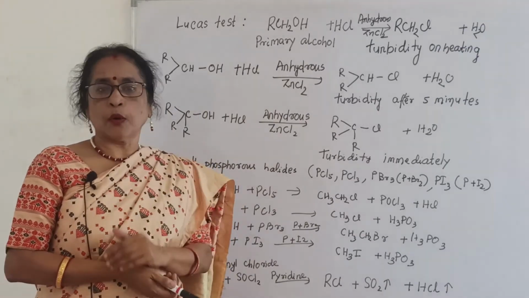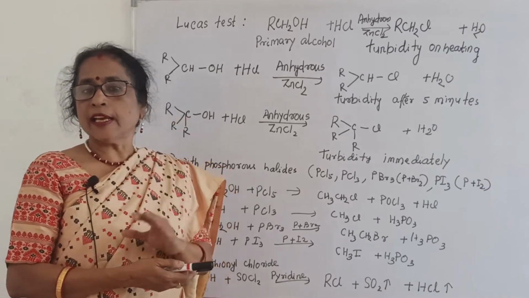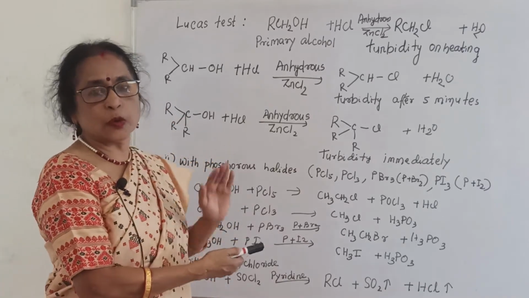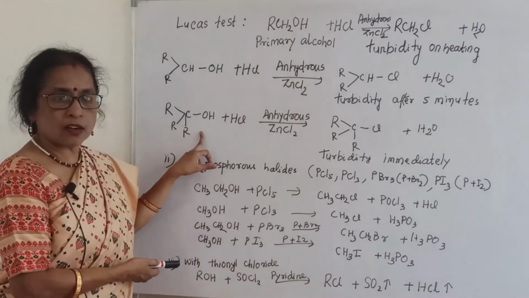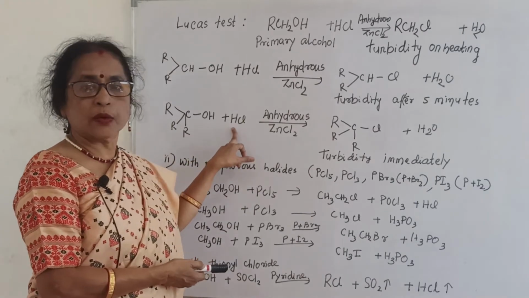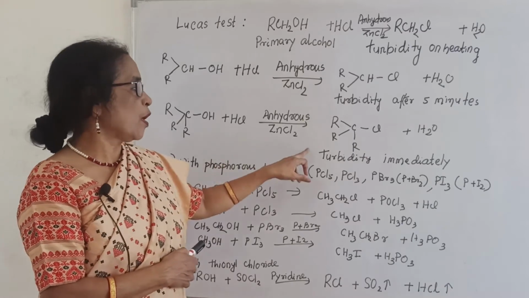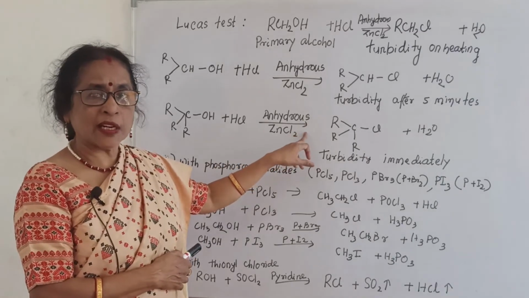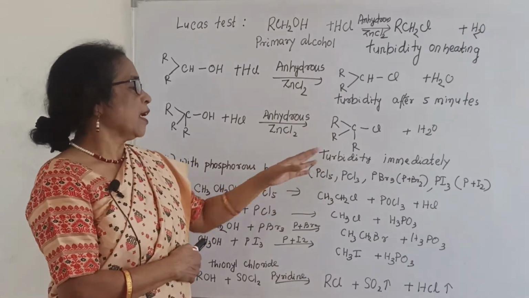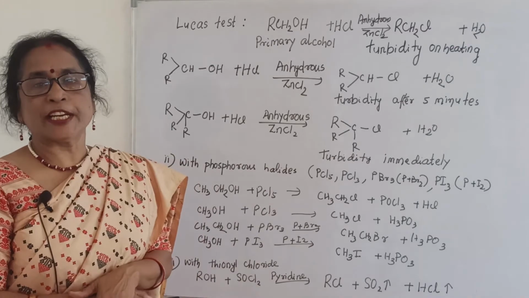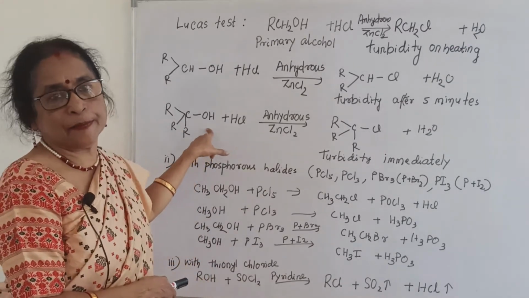Now we know tertiary alcohol is very active because three alkyl groups, electron releasing groups, are present. Here you can see the tertiary alcohol reacts with hydrochloric acid in the presence of anhydrous zinc chloride and produces haloalkane. That haloalkane has three alkyl groups. So here turbidity appears immediately because tertiary alcohol is very reactive.